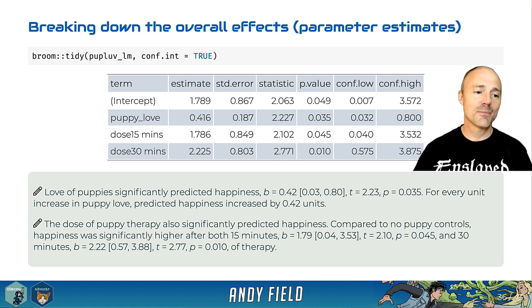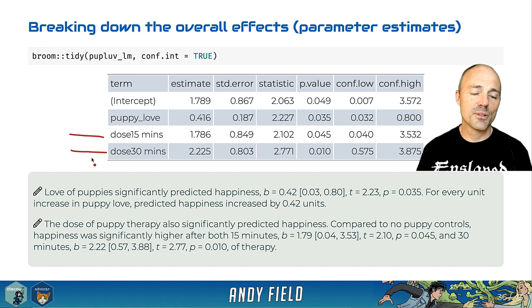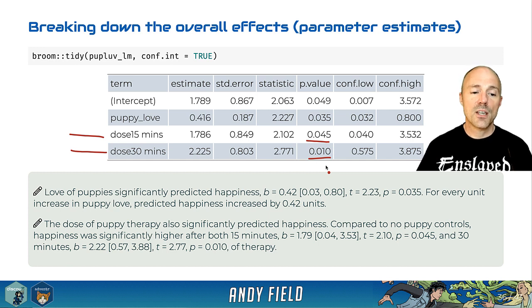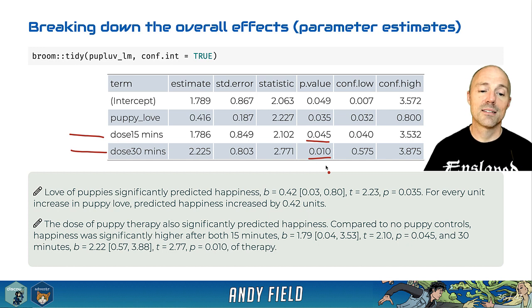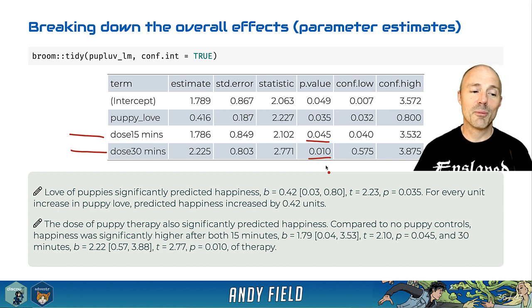Reasonable increase, not massive. We've actually got two effects of dose, because remember we've got these two dummy variables. So dose of puppy therapy also significantly predicted happiness. Both contrasts are significant; their p-values are less than 0.05. So we know that happiness was significantly higher after both 15 minutes of dog therapy and 30 minutes compared to the no puppy control group.